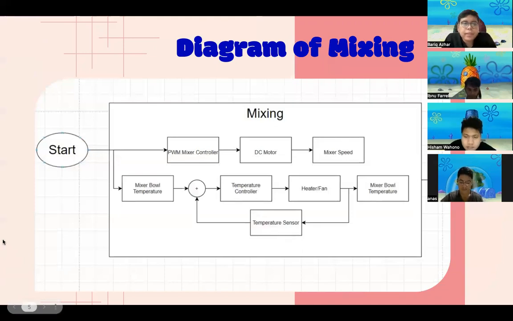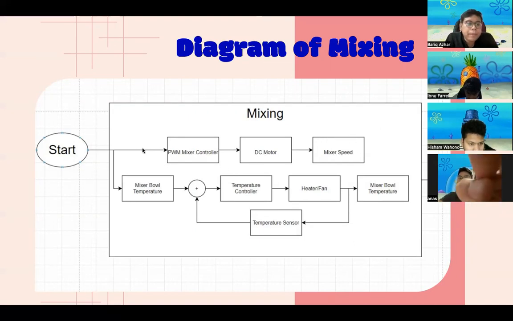Here is the diagram of mixing that we use for this project. First, it comes from the start, then it goes to the PWM mixer controller, then it goes to the DC motor, and the DC motor controls the mixer speed. Also after that, it goes to the mixer bowl temperature, then it goes to the temperature controller, then it goes to the heater fan, based on the temperature sensor, and it goes to the mixer bowl temperature.